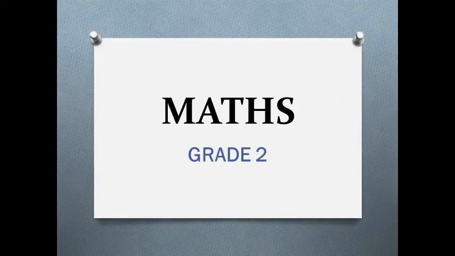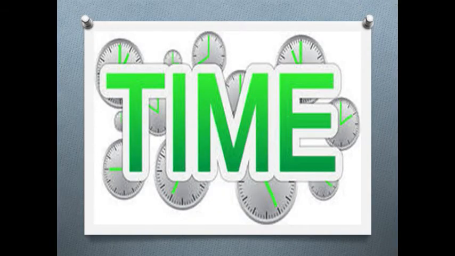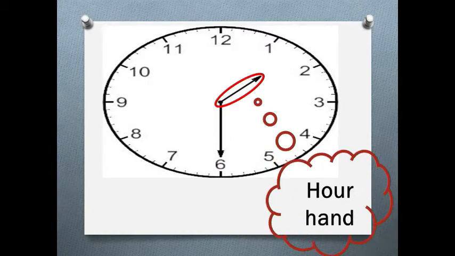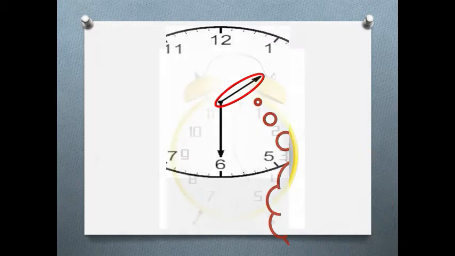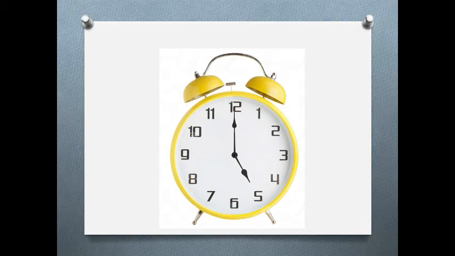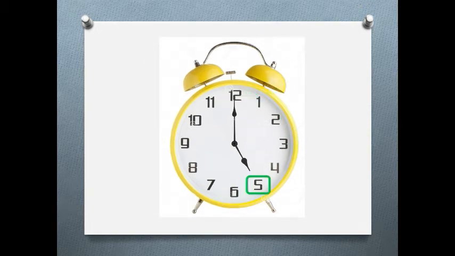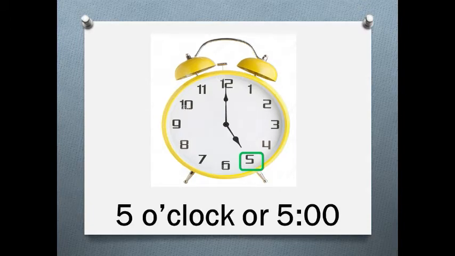Today we are going to see about time. We already know that a clock has 2 hands and 12 numbers on it. This long hand is called the minute hand and the short hand is called the hour hand. Now see here in this clock, the minute hand is pointing to 12 and the hour hand is pointing to 5. So the time is 5 o'clock.